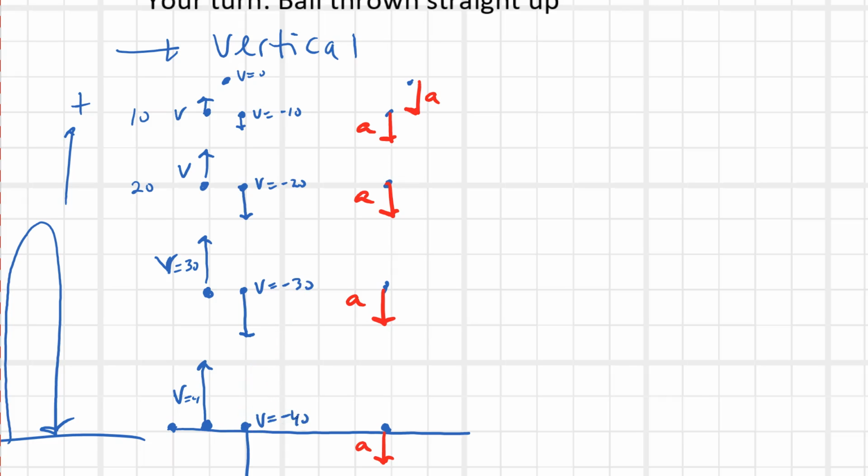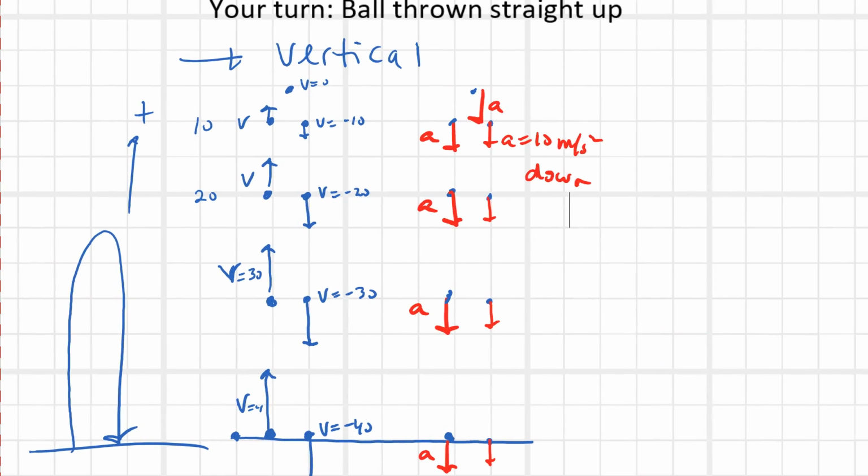You probably didn't write all that down, but that's okay. For our acceleration vectors, it's pretty straightforward. It's always going down by 10, so these values are always 10 meters per second squared down. Okay, so that's what it looks like for a ball being thrown straight up. The velocity vectors on the way up are getting shorter because the acceleration is down.